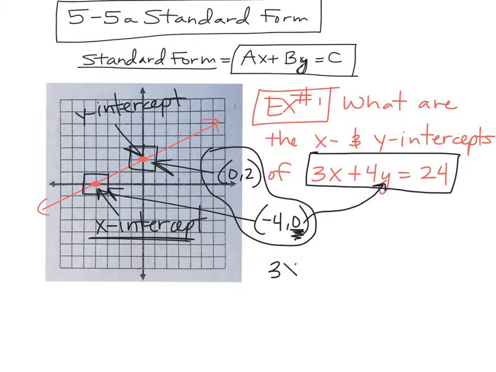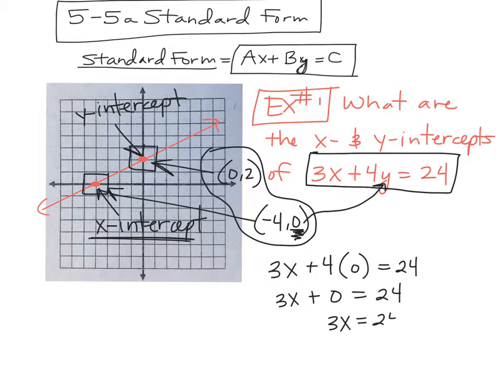So if I did 3x plus 4 times 0 equals 24, I'm going to get my x-intercept if I solve for x. Does that make sense? Okay, my y value is 0. That means I have to get an x-intercept when I solve it. So if we solve this, I get 3x plus 0 equals 24, and 3x plus 0 is 3x. So if 3x equals 24, then when I divide by 3, I get x equals 8. That means my x-intercept is at 8.